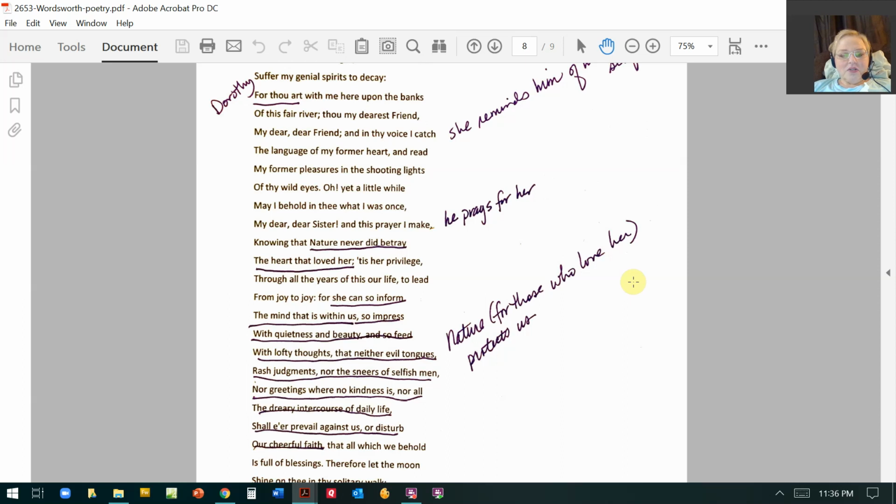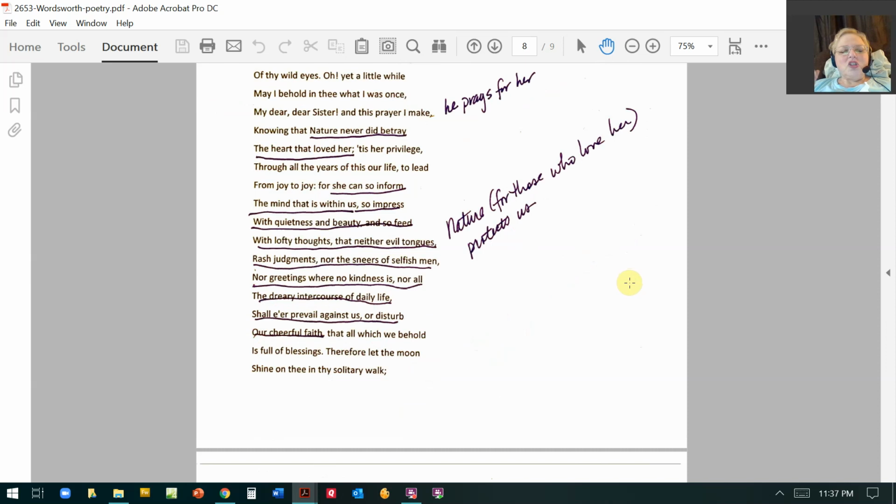It can so impress with quietness and beauty, and so feed with lofty thoughts that neither evil tongues, rash judgments, nor the sneers of selfish men, nor greetings where no kindness is, nor all the dreary intercourse of daily life shall e'er prevail against us or disturb our cheerful faith, that all which we behold is full of blessings, right? So this is the prayer that he has for her, that no matter how bad it gets, it'll never rob her of that joy that she understands in her inner mind, right?